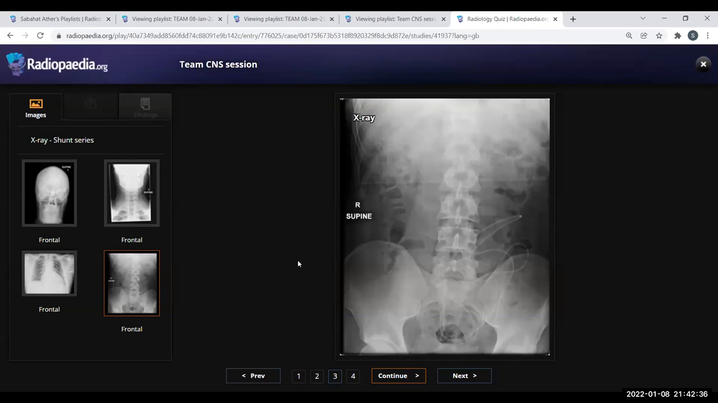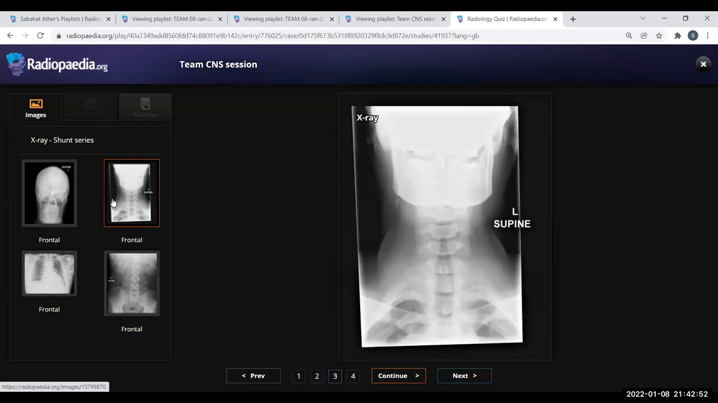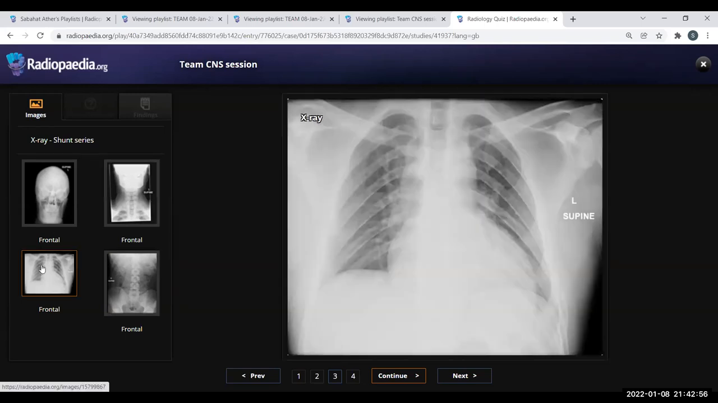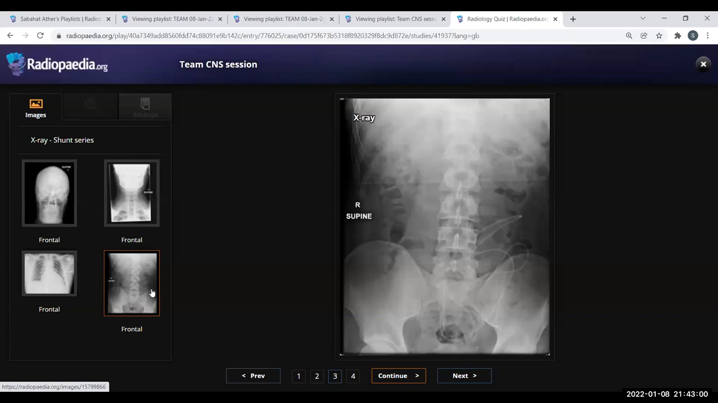Yes, excellent. So I'm giving you feedback on this case first. This was a case of the fractured VP shunt. There is recoiling of the shunt within the abdominal cavity. Most common fracture is noted along the right lateral aspect of the neck, which is very well evident on this image. Sometimes it may be kinked or it may be torn. So we need to look for that before proceeding to the neurosurgical team. Okay, please go back.